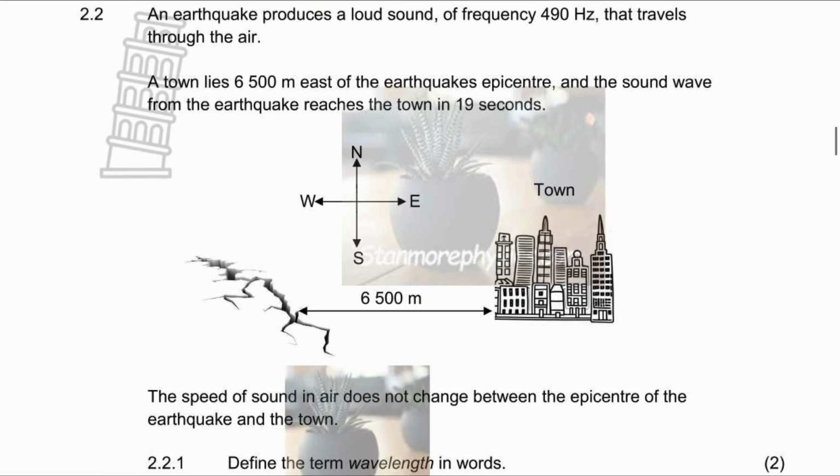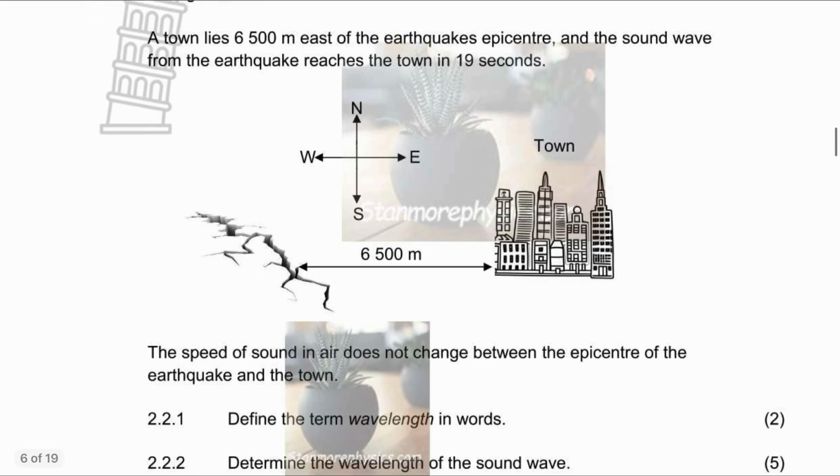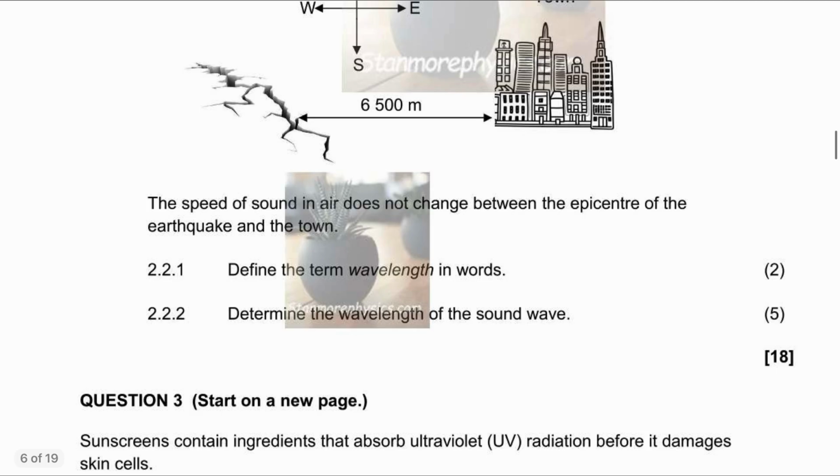Moving on to question 2.2. An earthquake produces a loud sound of frequency 490 Hz that travels through the air. A town lies 6,500 meters east of the earthquake's epicenter, and the sound wave from the earthquake reaches the town in 19 seconds. The speed of sound in air does not change between the epicenter of the earthquake and the town. Question 2.2.1 we can leave out.